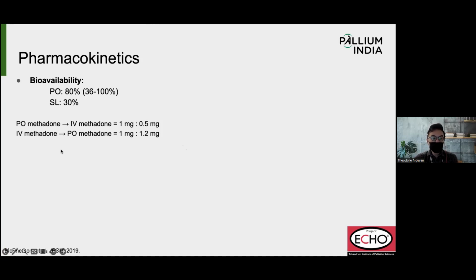And just to be complete, I don't think it may currently be available in India, but methadone in the US also comes in an IV formulation. If we do a conversion, we typically do a 1 to 2 conversion when switching from oral to IV, or a 1 to 0.5. And when we switch from IV to PO, we do a 1 to 1.2. This is to be conservative when we do dosing, because we can always titrate up if we need. But regarding the activity of methadone, because it can improve opioid tolerance and hyperalgesia, the amount of opioids that is required when using methadone can be a little variable.